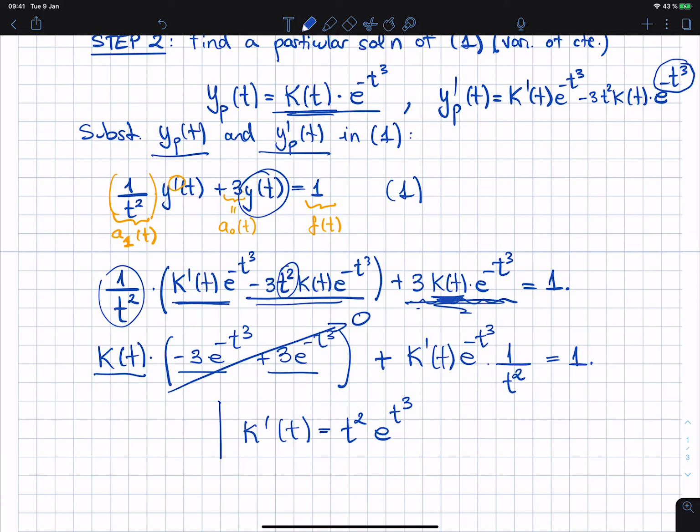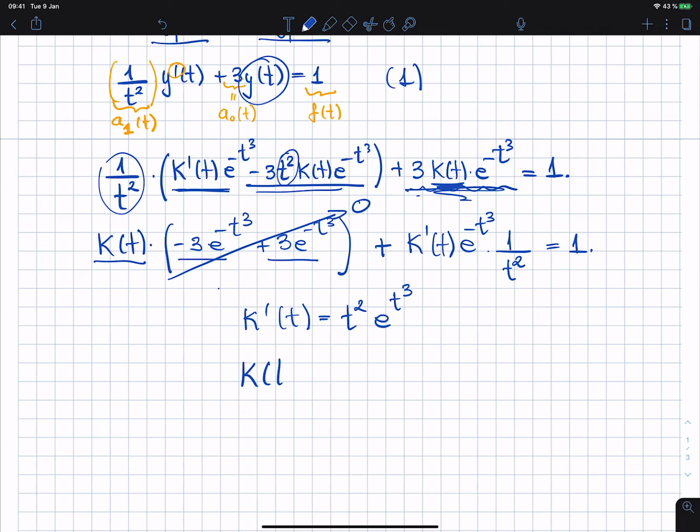I find this value of k prime t, but what I'm really interested in is kt. So what is kt? It is the integral of t squared times the exponential with respect to t, and this is a direct integral: the result is just the exponential of t to the power 3. If I compute the derivative of this, I get the exponential times the derivative of the exponent, which is 3 times t squared. There's not a 3 here, so I will divide by 3.